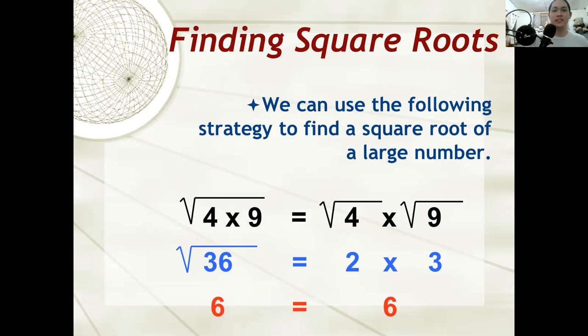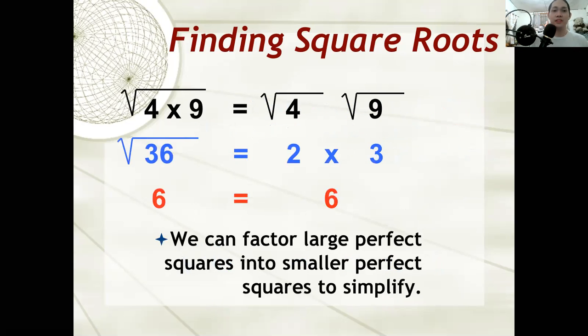As I presented, we can factor large perfect squares into smaller perfect squares to simplify. Please take down note of that. You can factor the radicand if it is a perfect square. If the radicand is a big perfect square number, you can factor it out in order to solve it right away and fast.